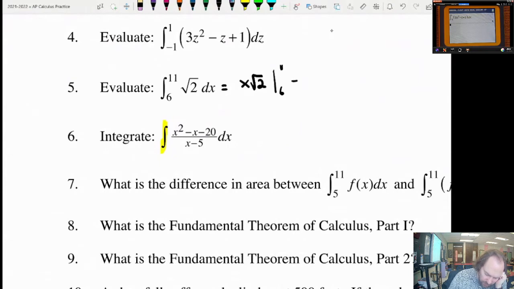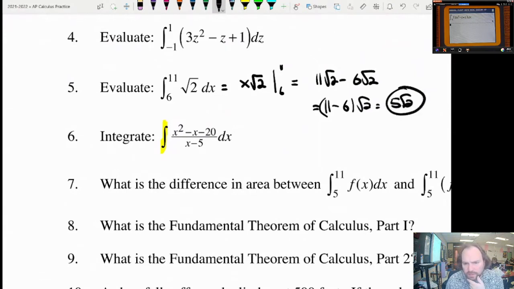What you'll find when you do that is you're going to get 11 roots of 2 minus 6 roots of 2. If you factor out the square root of 2, this is just 11 minus 6 times the square root of 2, or 5 roots of 2. The reason why that's simple to do without even doing any integration is that we're looking for the area under a curve, and this is a constant function.